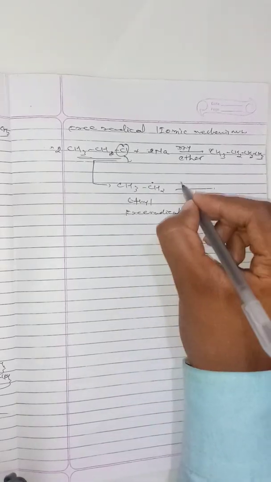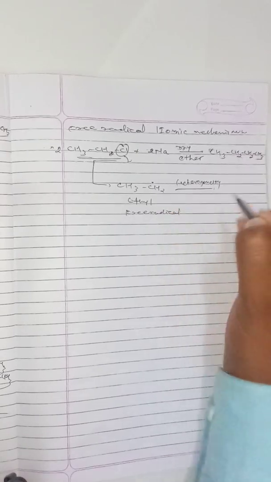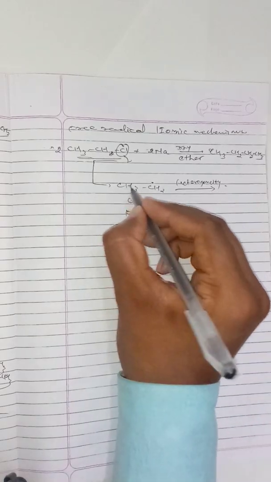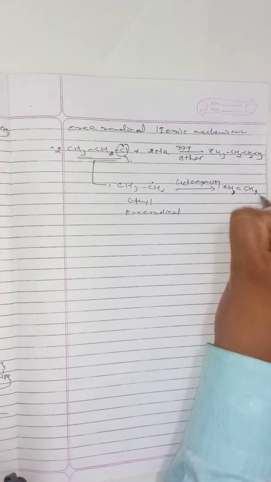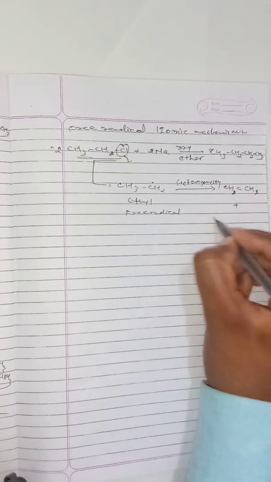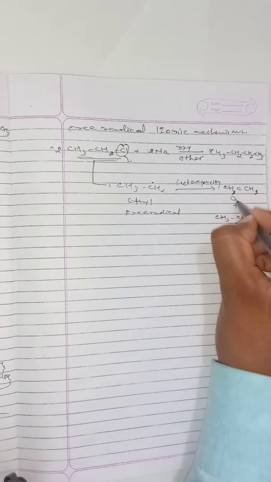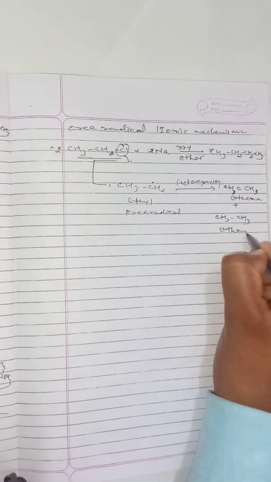On disproportionation of the ethyl free radical, one carbon will be oxidized and another will be reduced, and we get two products, ethene and ethane.